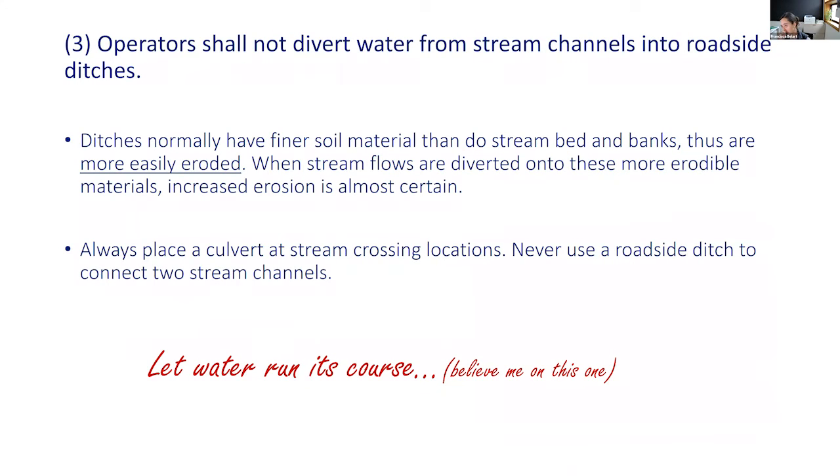The other one is that operations not divert water from stream channels into roadside ditches. So for stream crossing locations, culverts should always be placed. It is not okay to get a stream to go into a ditch and then back down into another stream, because ditches will erode more easily than a regular stream, so there is a very high potential for erosion and a lot of problems. So in very simple words, let the water run its course. You will not win against the water.